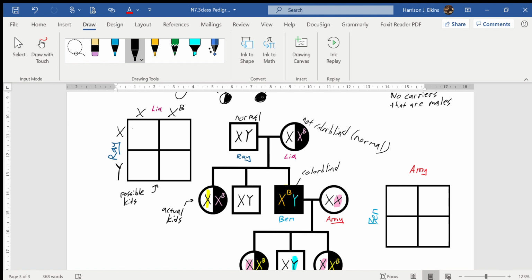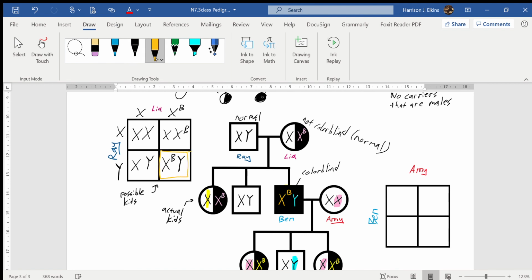So, what are the possibilities here? Well, Ray could pass on an X in his sperm, and Leah could pass on a normal X in her egg, and they have a normal child who's not colorblind, and it's a daughter. Or Ray could pass on an X in his sperm, and then a colorblind one from Leah could come in the egg, and then they have a daughter again, a daughter who carries the colorblind gene, like this one. Or what's another possibility? Well, Leah could pass on her X, and Ray could pass on his Y, and they'd have a son, and there's no mutation. Or Leah could pass on her X with the mutation and a Y from Ray. And there you see it right there.